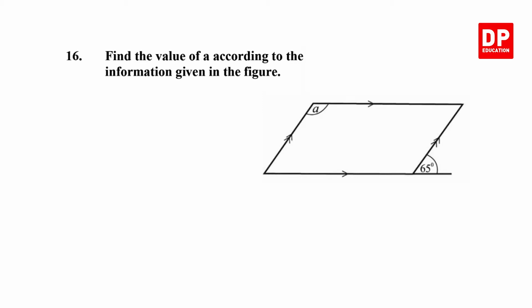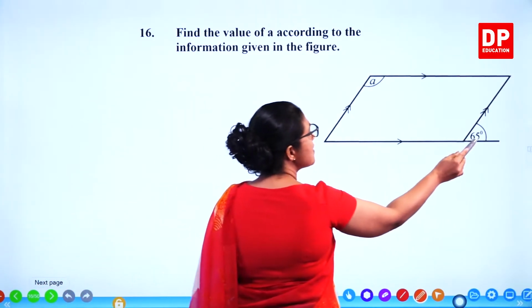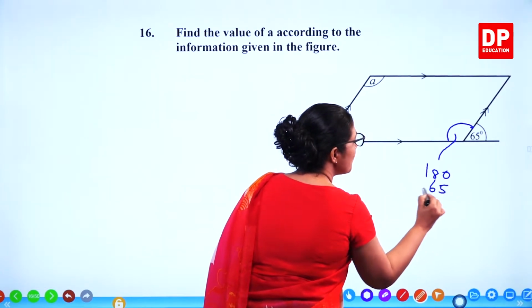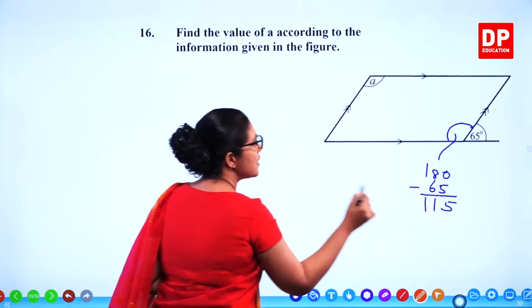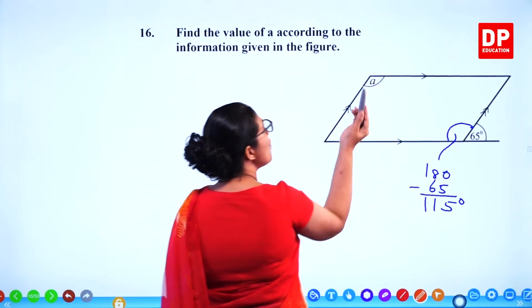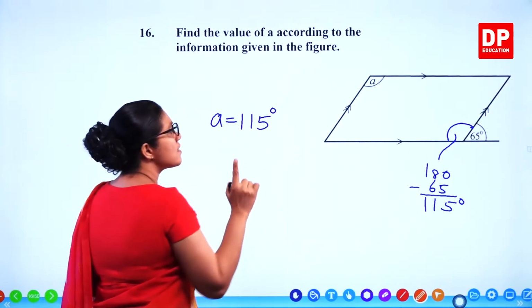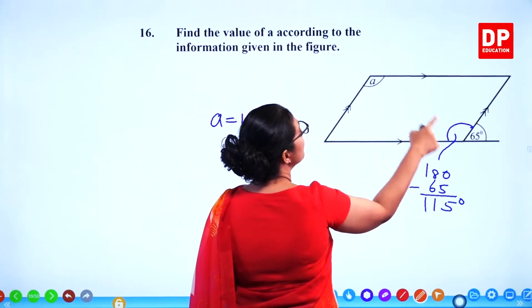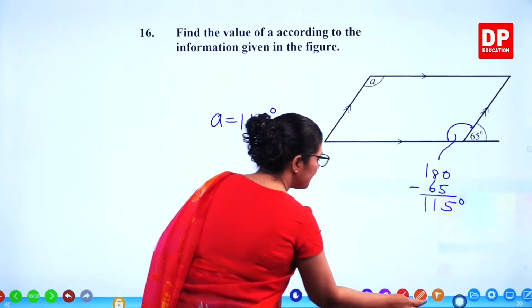Question number 16. Find the value of A according to the information given in the figure. This is 65. What is this angle? 180 minus 65 because it's a straight angle. 115. If this is 115, what is A value? A is also 115 because opposite angles of a parallelogram is the same. So this is a parallelogram. So you get 2 marks for that.